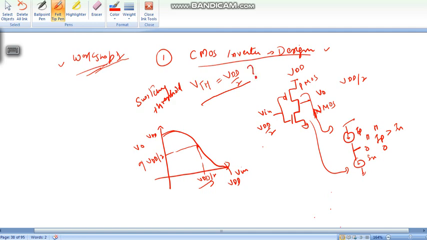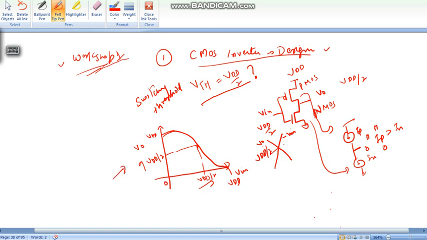When Vin crosses VDD by 2, Vout should also cross VDD by 2. This is Vin, this is Vout, and at this switching point, IP greater than IN or IN greater than IP, depending upon whether output is going high or output is going low. So these are the inverter characteristics.